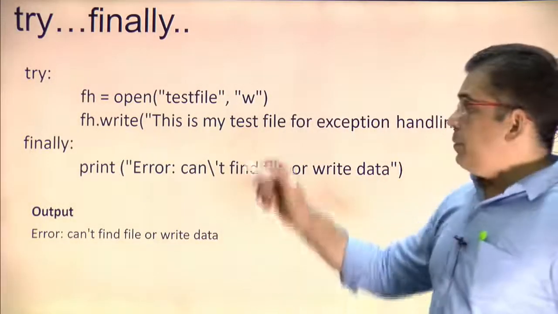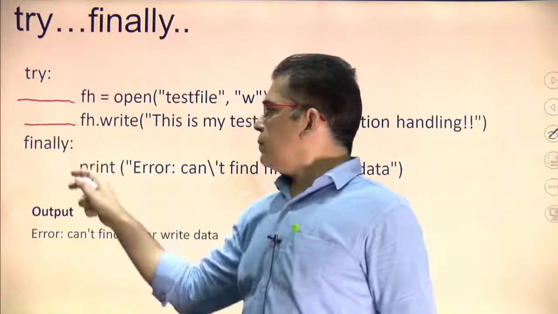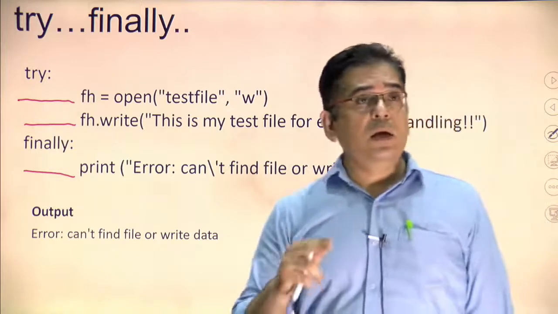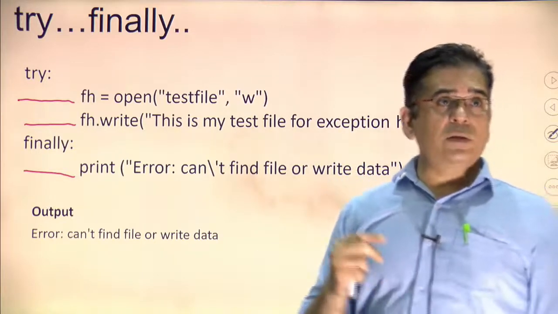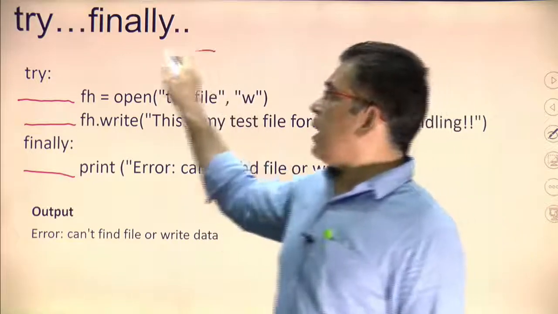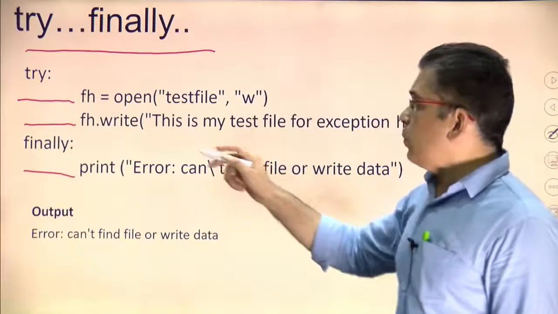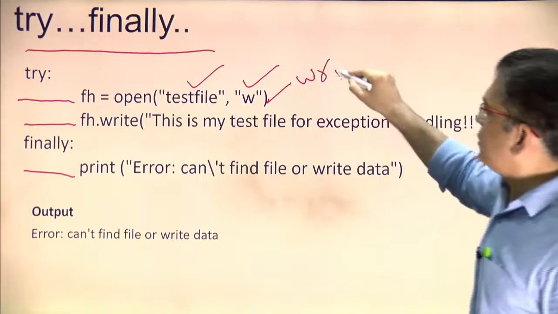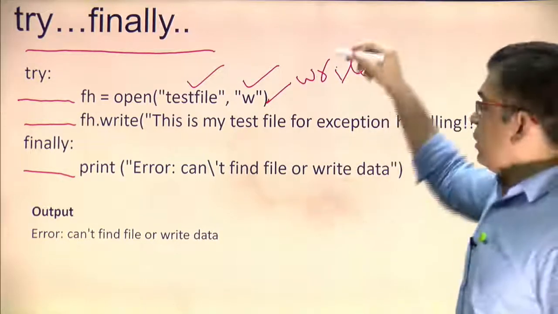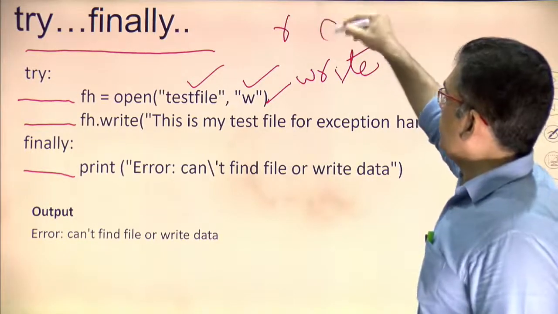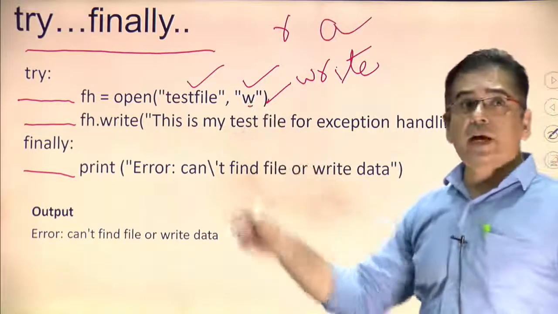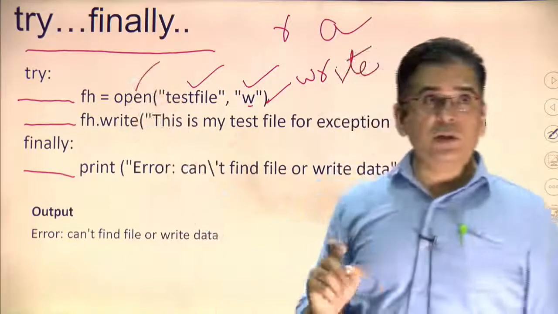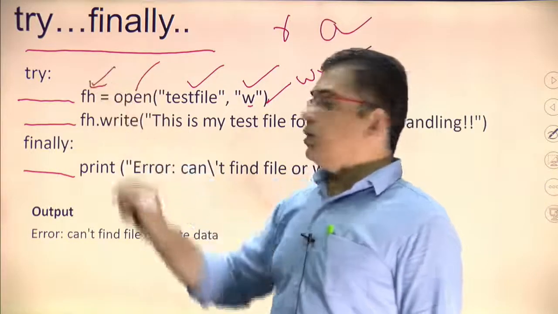This is the same kind of example with indentation given here. I am using the same example in the third category. First one was try except else, second was try except, third is try finally. So I am opening a file with the name test file in the write mode. W means write. If you want to open in the read mode, then you have to write R. If you want to open in the append mode, then you have to give the access mode as append, A. So the file will be opened by this open function and the object will be created with the name fh.